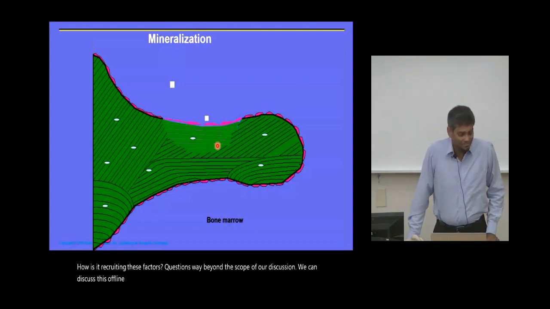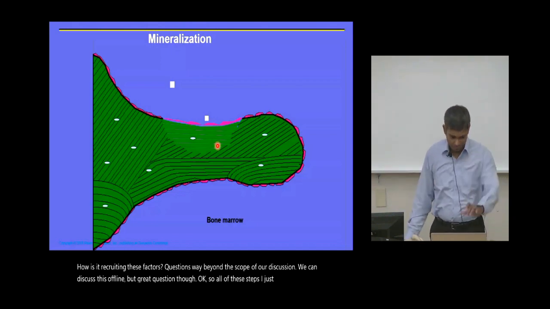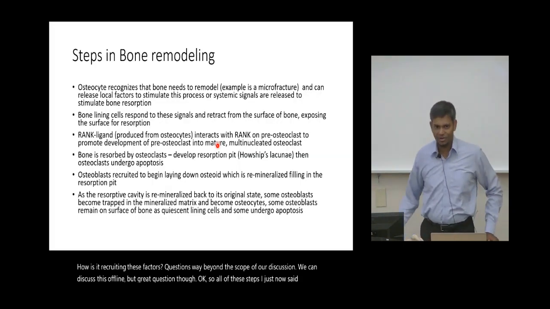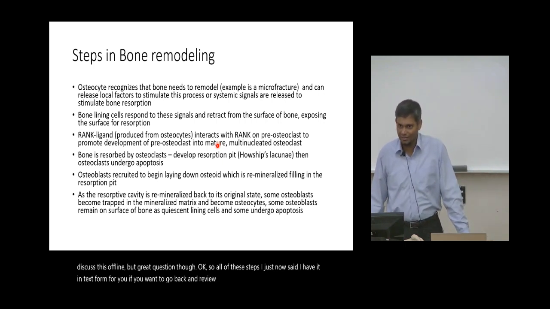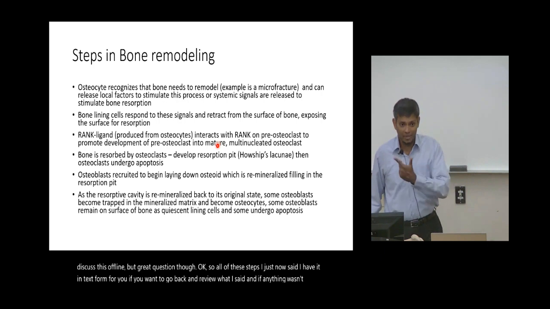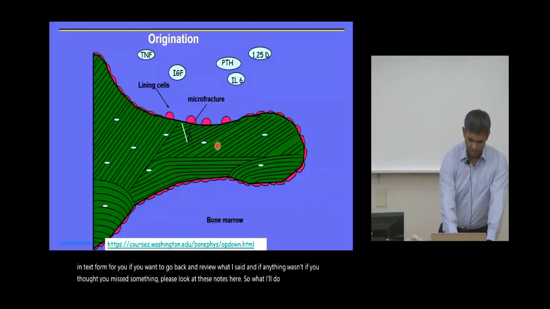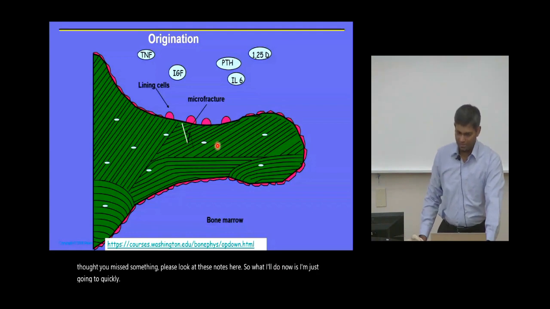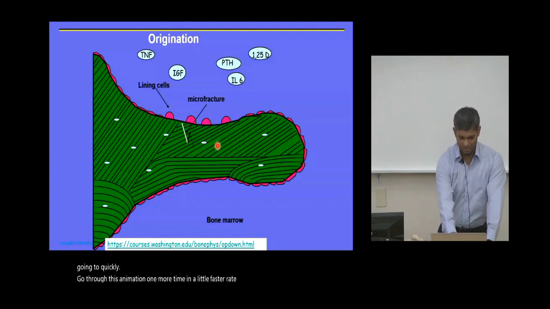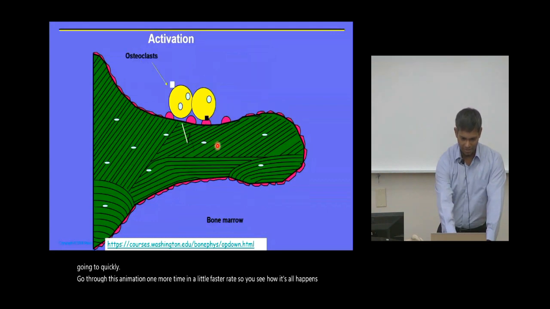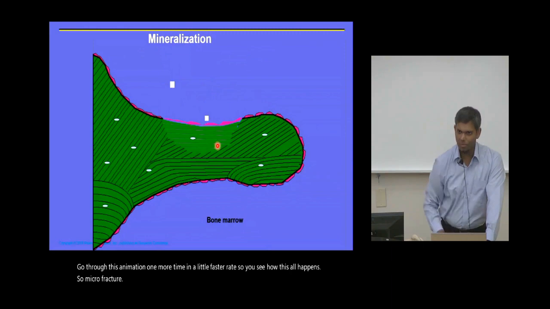But great question. Okay, so all of these steps I just now said, I have it in text form for you. If you want to go back and review what I said, and if you thought you missed something, please look at these notes here. So what I'll do now is I'm just going to quickly go through this animation one more time at a little faster rate so you see how this all happens. So microfracture and get new bone forming.